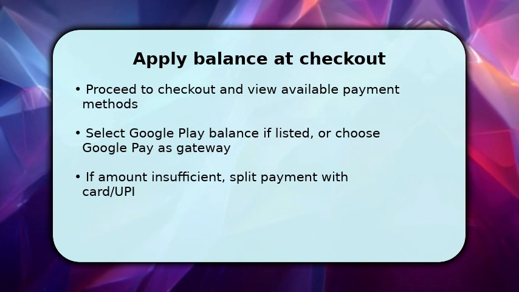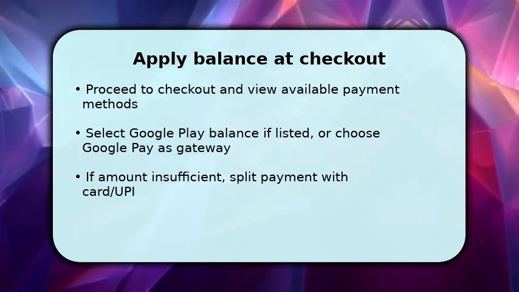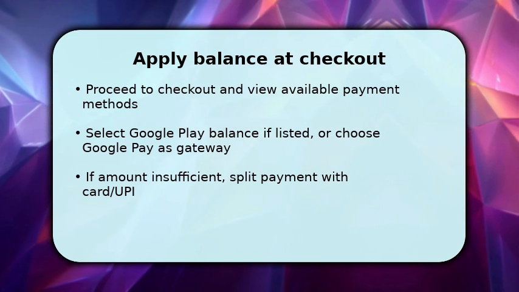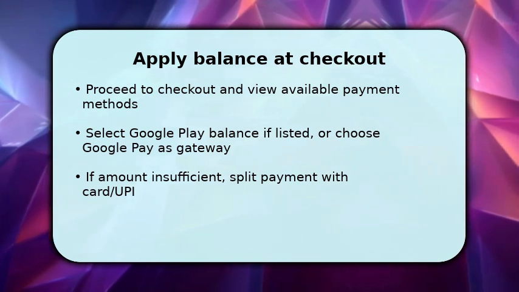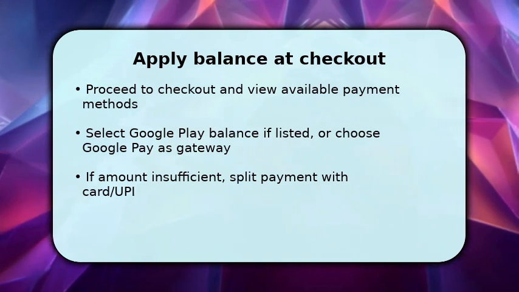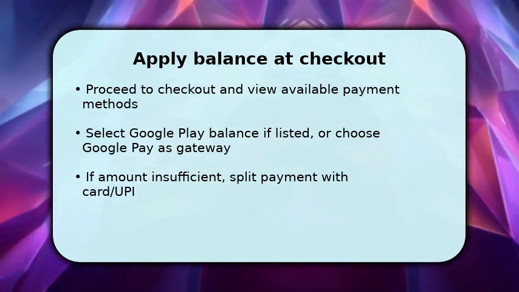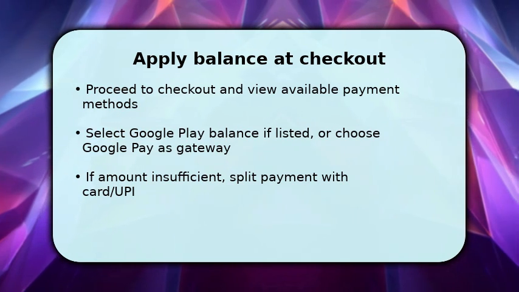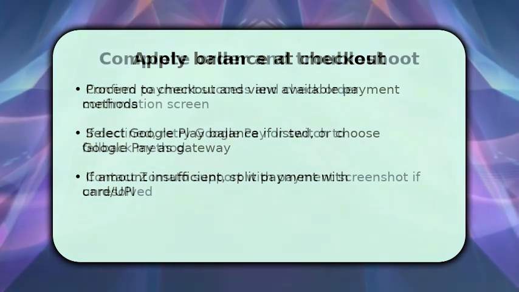Make sure to split payments if the balance is insufficient. Enter the remaining amount on your card or UPI and complete the authorization to finalize the charge. Finish by confirming the order success screen and reviewing your payment history in Zomato. This verifies the Play Balance deduction.